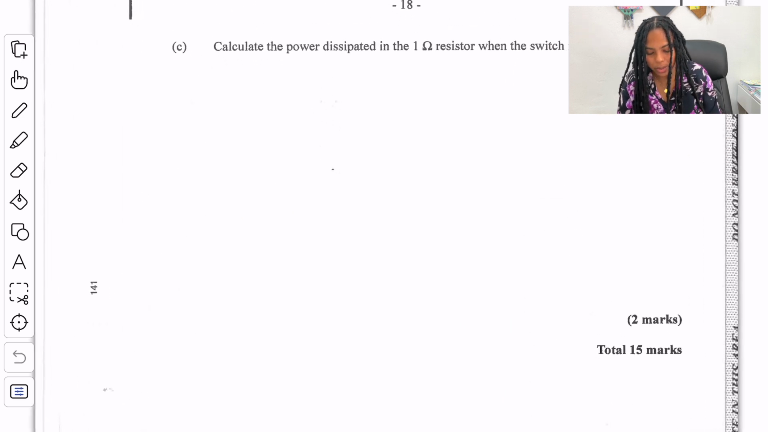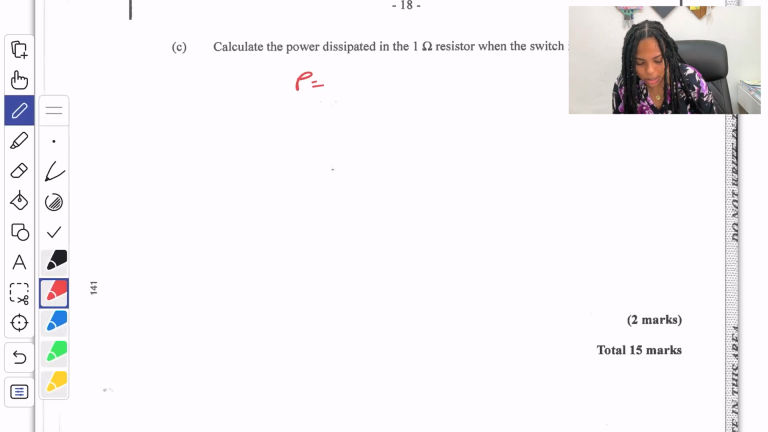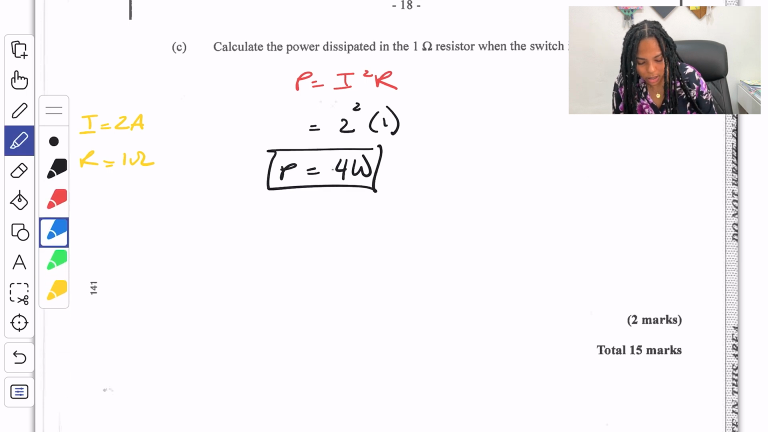Calculate the power dissipated in the 1 ohm resistor when this switch is closed. So power lost, and we're talking about resistance, I'm thinking we'll be using P is equal to I squared R. When the switch was closed, I saw that the current was 2 amps, and they're specifically asking us about the power lost as it's passing through the 1 ohm resistor. So 2 squared by 1, 2 squared is 4, 4 by 1 is 4. So we have a power loss of 4 watts as we're passing through there.